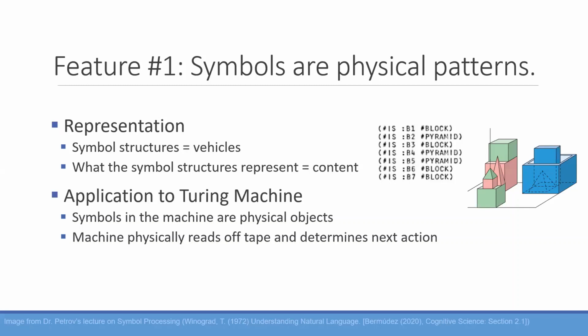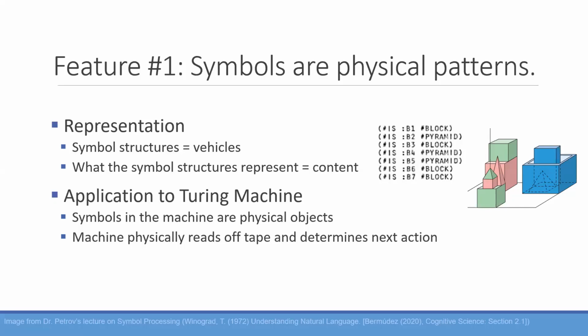So I used an image from Winograd's SHRDLU, and on the left side you can see the symbol structures. In this case it's numbers and letters, and they form vehicles or physical objects. The right picture shows the content, or what is being represented by these symbol structures. So the sequences of characters are physical patterns and they are represented in the world by the blocks.